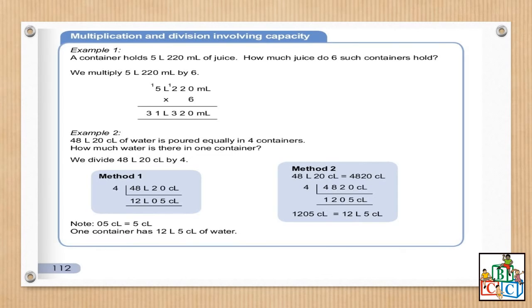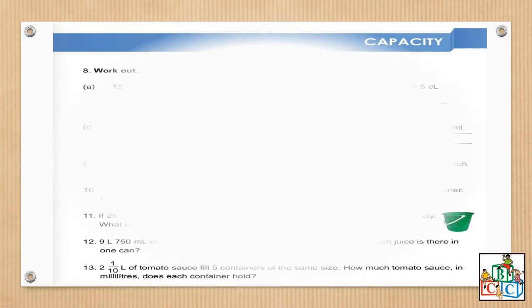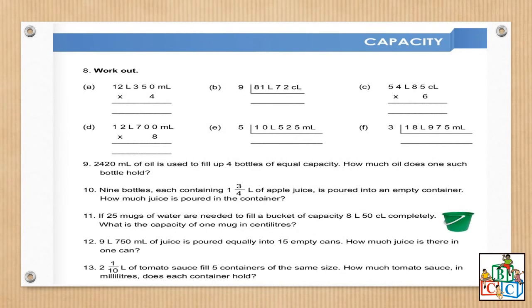0.5 centiliters go to 5 centiliters. One container has 12 liters, 5 centiliters. Now let us see the questions. Let us see the questions on page 113. So question 8, very easy in your book, multiplication and division. Let us move on with the word problems.